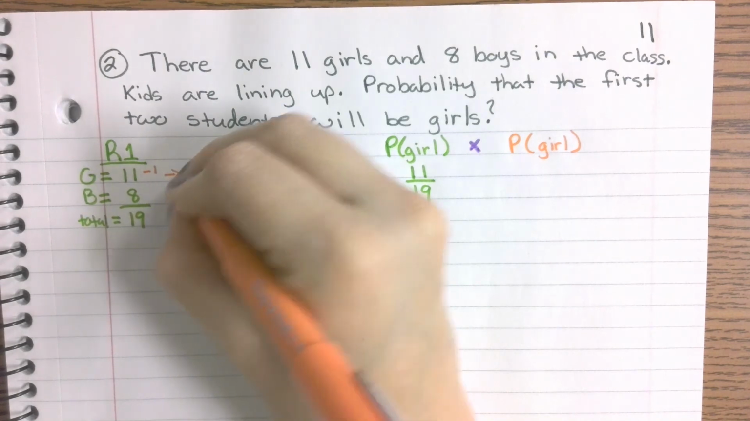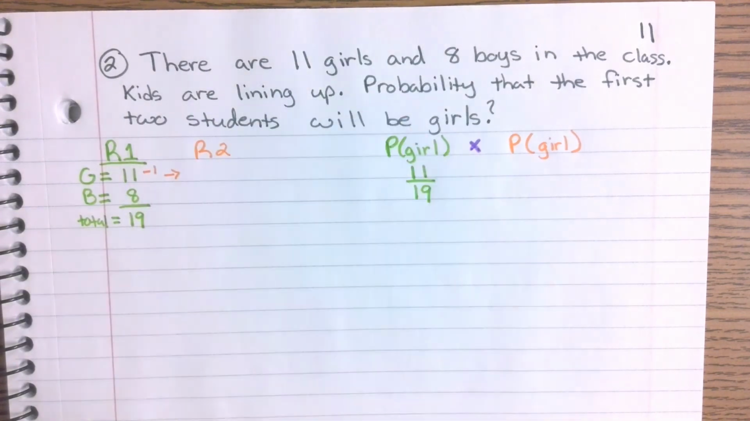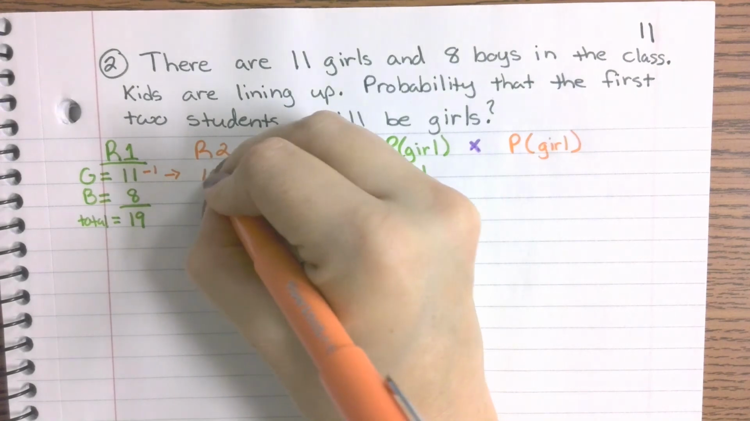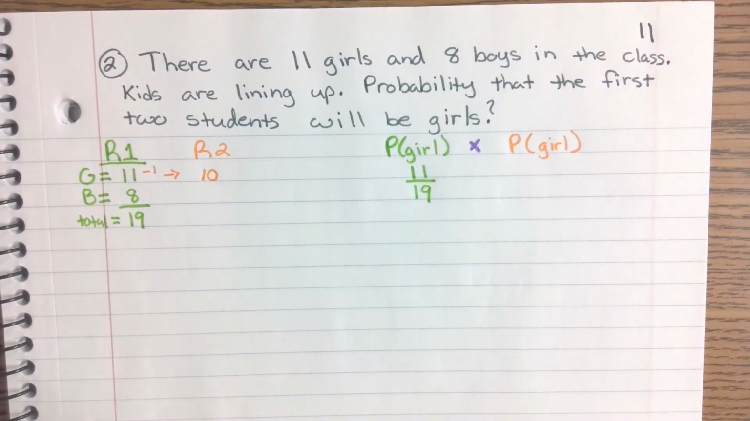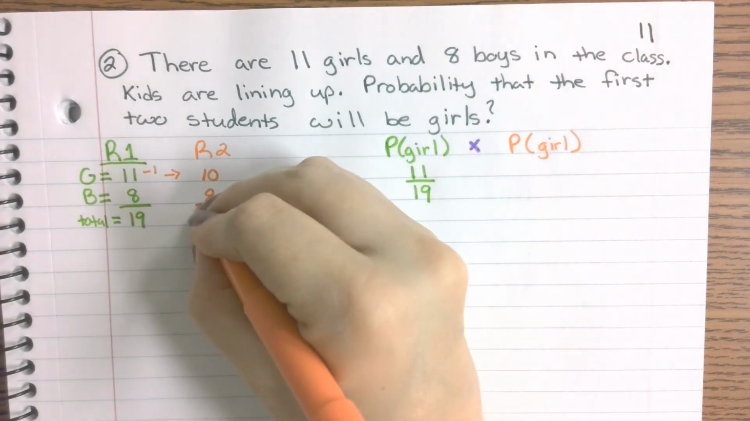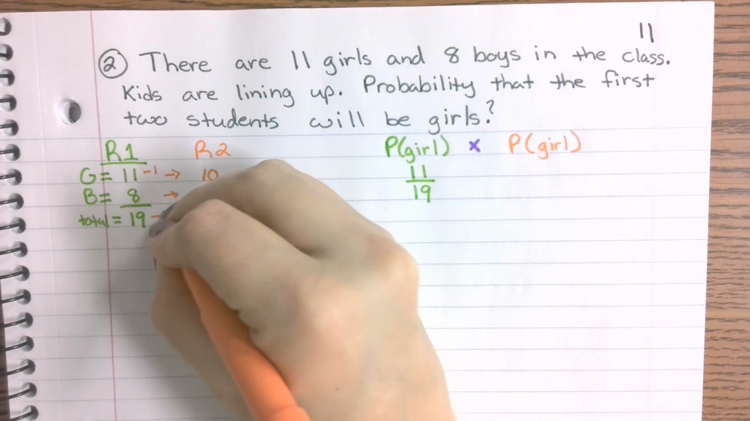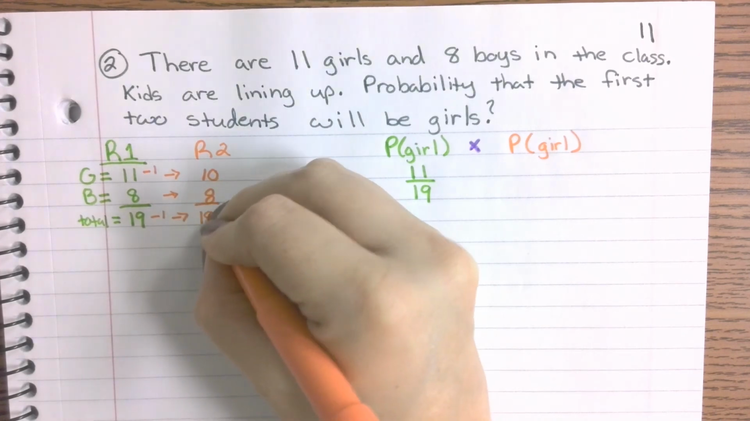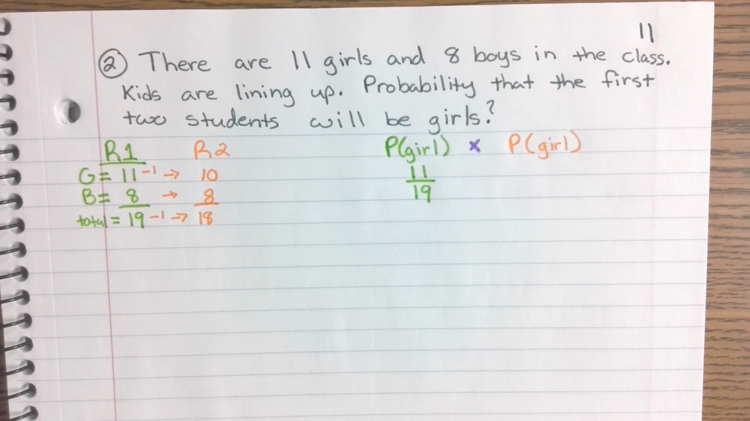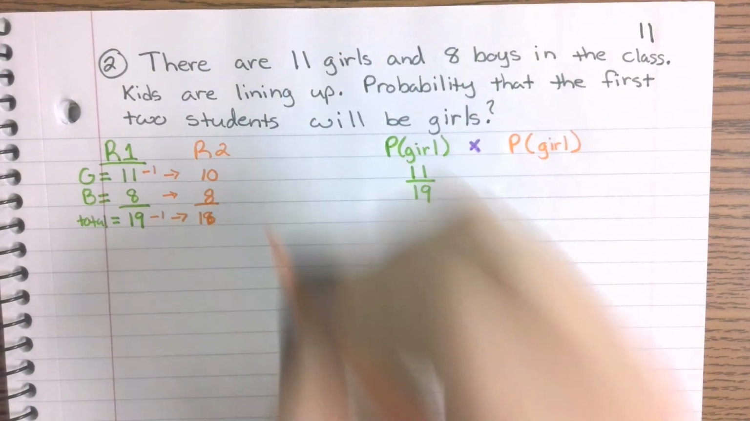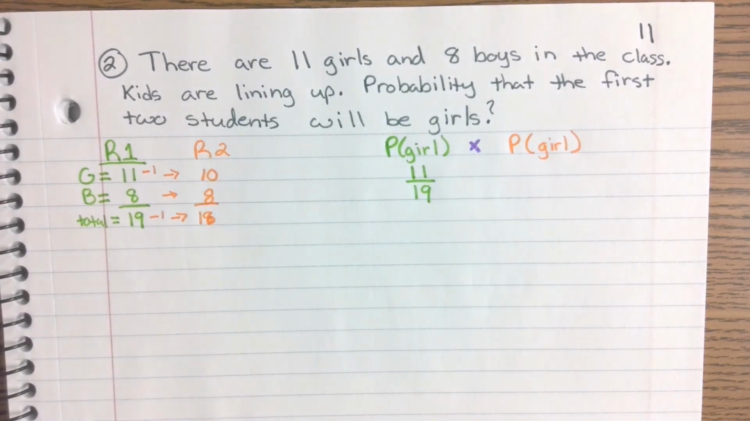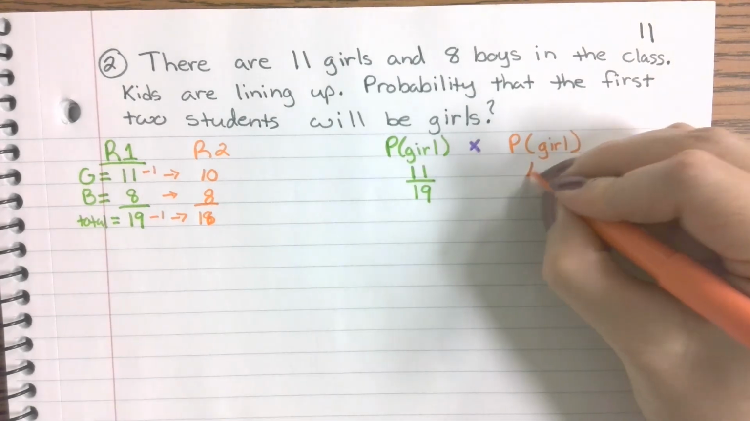And for my second round of choosing, I'm now left with 10 girls. I still have 8 boys because I didn't line a boy up yet. And I now have 18 students to choose from. I want to pick a girl again. What is that probability now going to be? 10 over 18.